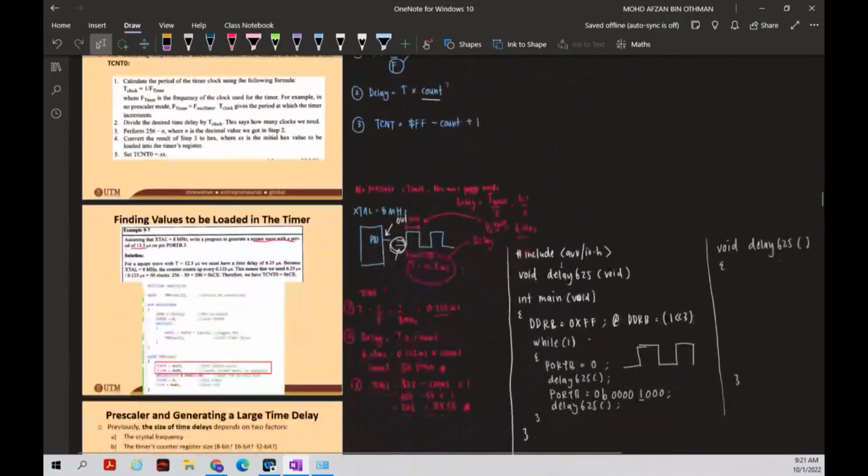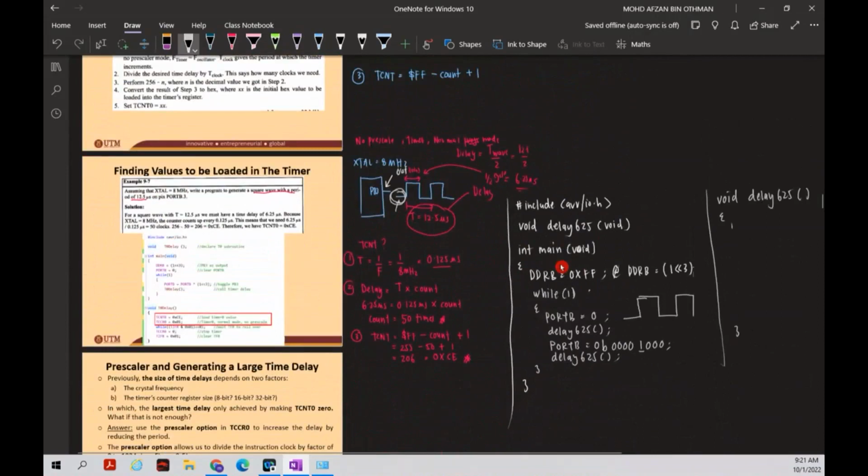Okay, so now we start with load TCNT value. TCNT0. Why 0? Because we are using timer 0. So that's why we use TCNT0. So what is the value that you're going to put into TCNT0? We already calculated the value. So this is the value. You can use the decimal value or the hexadecimal value. If you're going to use a decimal value, simply write 206. So this 206, you put into your TCNT0. Okay, and this becomes your first step.